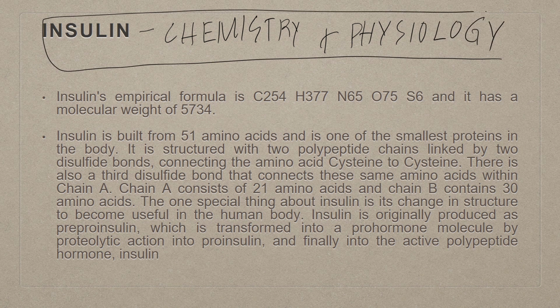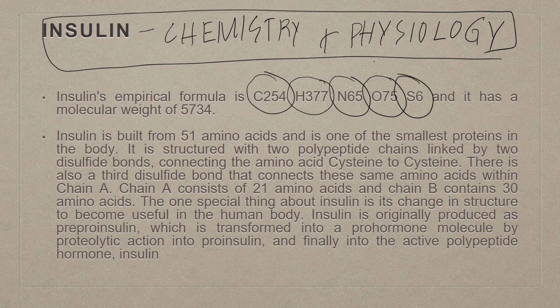As I mentioned in the last class, insulin is a peptide, and if you look at the empirical formula of insulin, it has 254 atoms of carbon, 377 atoms of hydrogen, 65 atoms of nitrogen, 75 atoms of oxygen and 6 atoms of sulfur, and it has a molecular weight of 5734, right. Insulin is built from 51 amino acid residues and is one of the smallest proteins in the body.